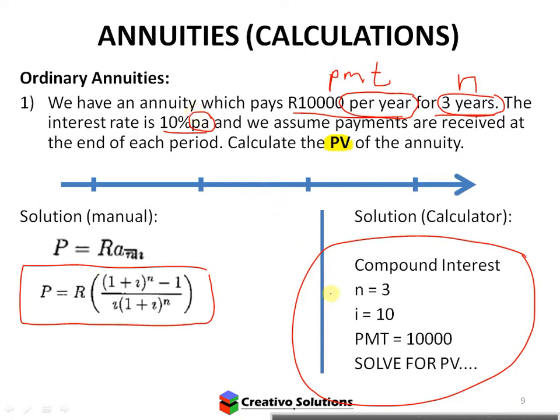No. Right, so on your calculator, second function clear before you insert. Insert those 3 amounts in and solve for your PV. And what do you get?